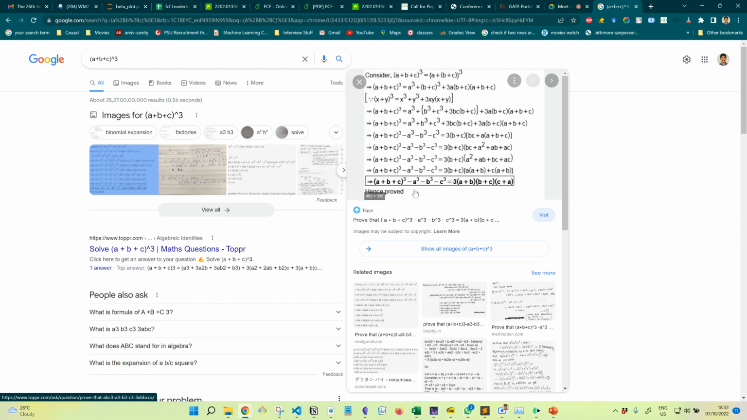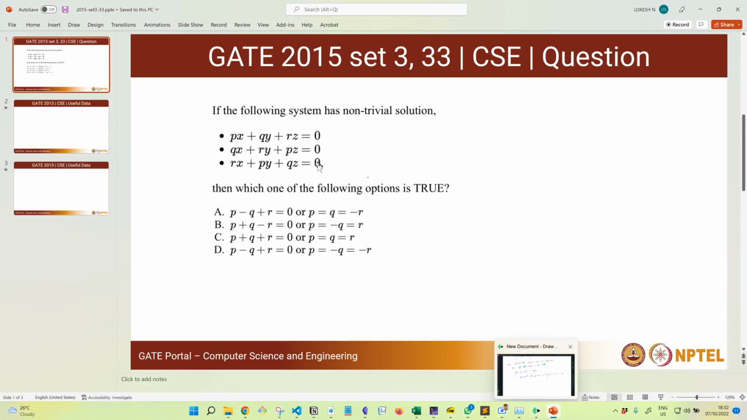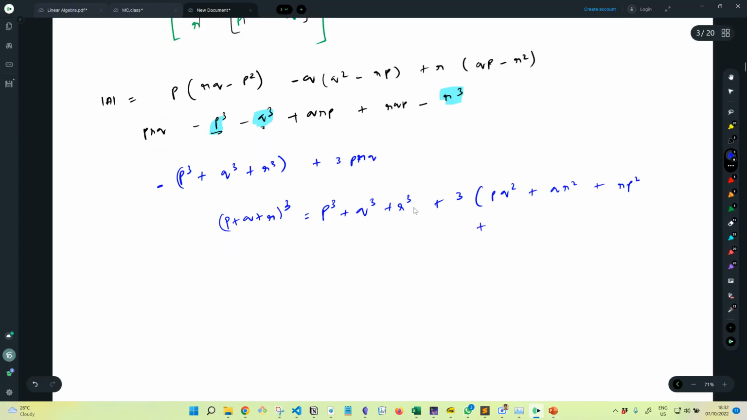Yeah. So basically this is a formula, right? a cube plus b cube plus c cube plus 3ab into (b plus c) into (c plus a). Okay. Yeah. So let me make use of the formula.